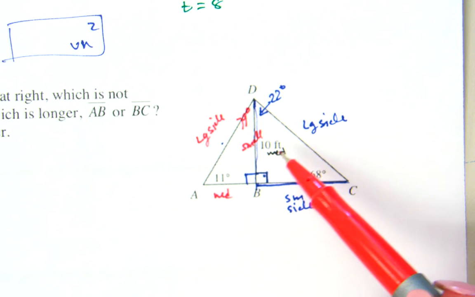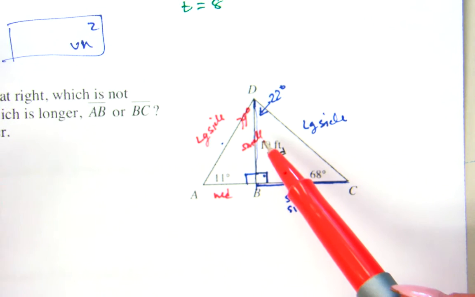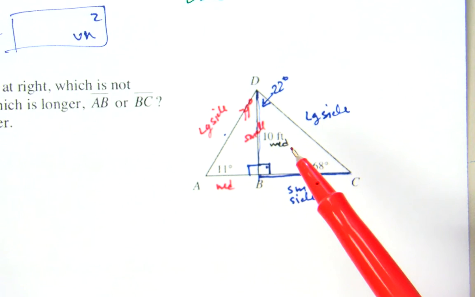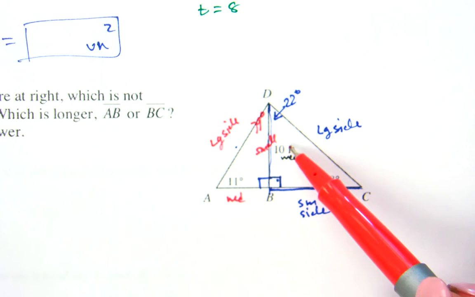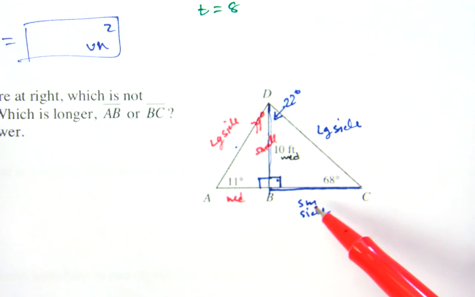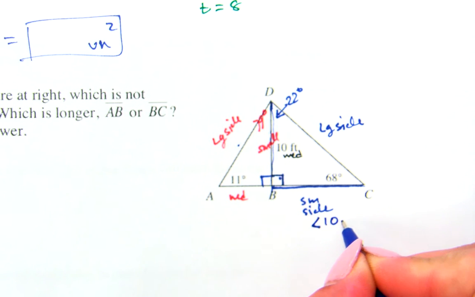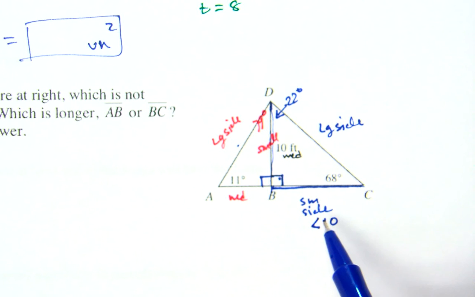Okay, so let's see if we can do this correctly. 10 is going to be the smallest. This is such a confusing concept. 10 is for the triangle on the right, 10 is the medium. So whatever this side is, it has to be less than 10. Okay, so we know this smallest side has to be less than 10, because this is the medium, so this small side has to be less than 10.